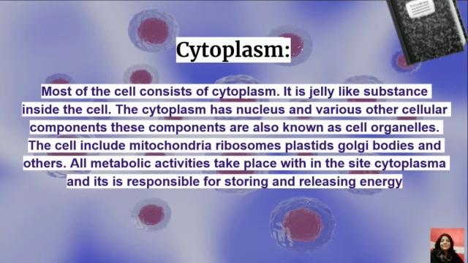Third term is the cytoplasm. Most of the cell consists of cytoplasm. It is jelly-like substance inside the cell. The cytoplasm has a nucleus and various other cellular components. These components are also known as cell organelles. The cell include mitochondria, ribosomes, plastid, Golgi bodies and others. All metabolic activities take place within the cytoplasm and it is responsible for storing and releasing energy.